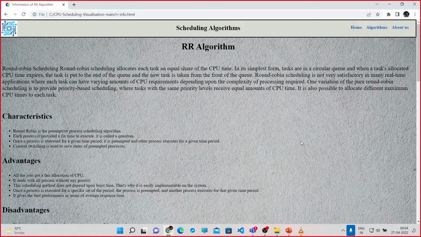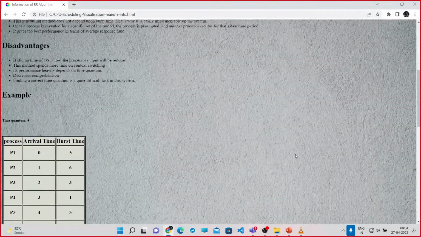Round robin is a preemptive process scheduling algorithm. Each process is given a fixed time to execute, and it is called a quantum. Once a process has executed for a given time period, it is preempted so that other processes can execute for their given time period. Context switching is used to save the states of preempted processes. Now we will see an example.